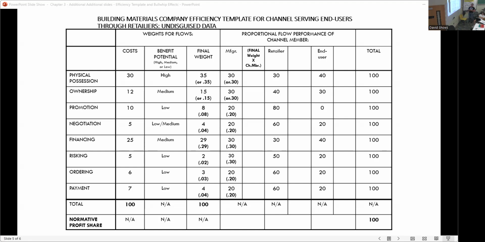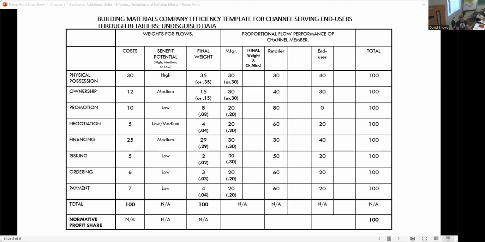So this is the efficiency template. It's used to argue successfully, hopefully, how we should value our channel members. And it is used to argue whether some should have less and some should have more, because the equity principle is built on fairness. And especially in the channel system, fairness is key.